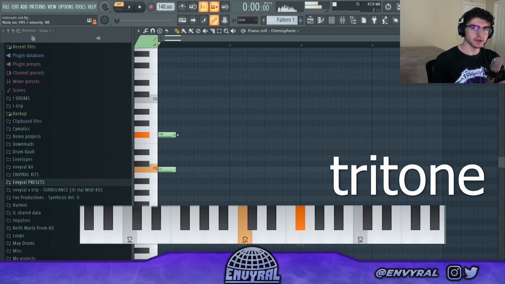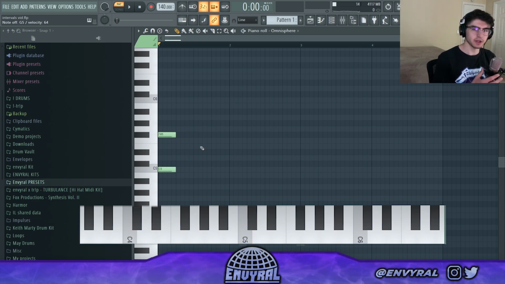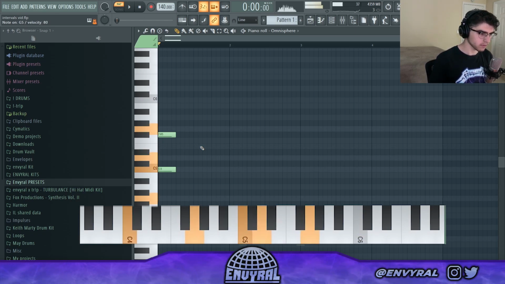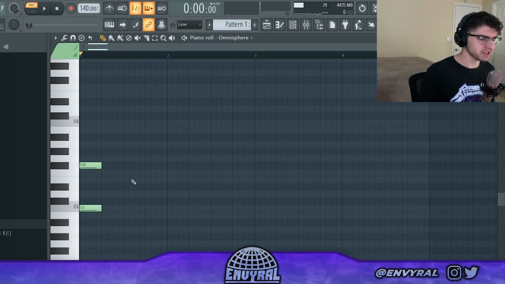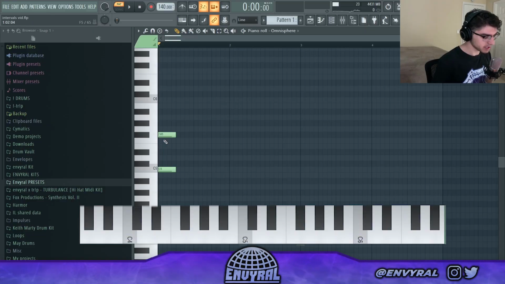This is called the tritone, and it's probably the weirdest interval. No one ever really used it back in the day because classical music is all about perfection and purity. But it's still a hella hard interval if you want to just make some crazy stuff.